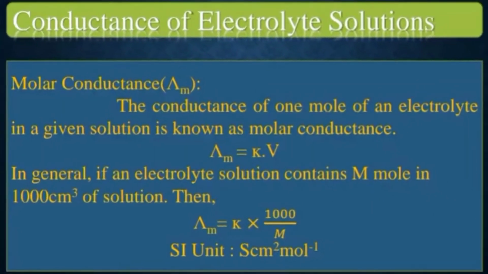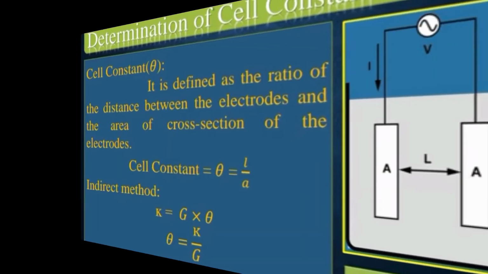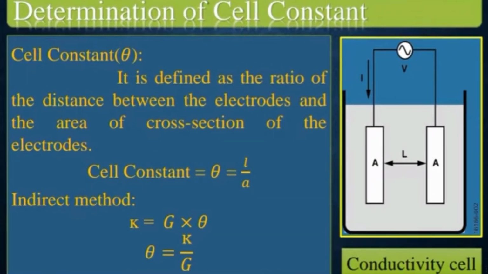The next is molar conductance. The conductance of 1 mole of electrolyte in a given solution is known as molar conductance and it is denoted by lambda m. Therefore, lambda m is equal to K into V. In general, if an electrolyte solution contains m mole in 1000 centimeter cube of solution, then lambda m is equal to K into 1000 upon m. The SI unit of molar conductance is Siemens centimeter square molar inverse. It is more or less similar to equivalent conductance.